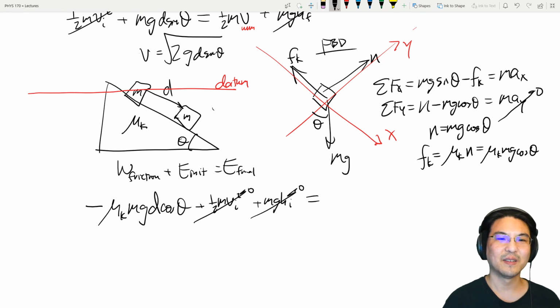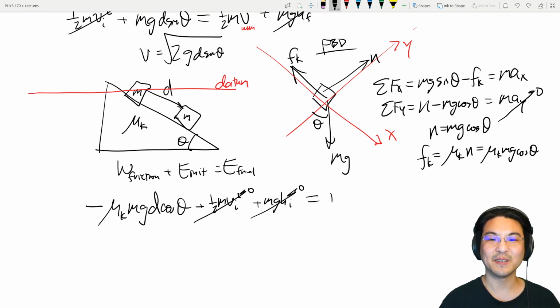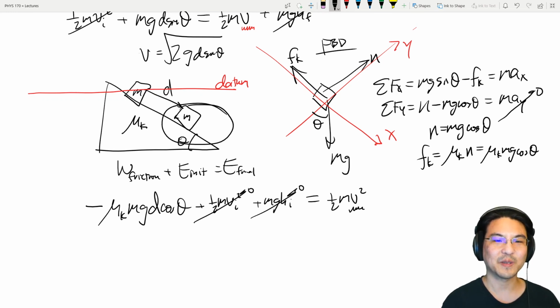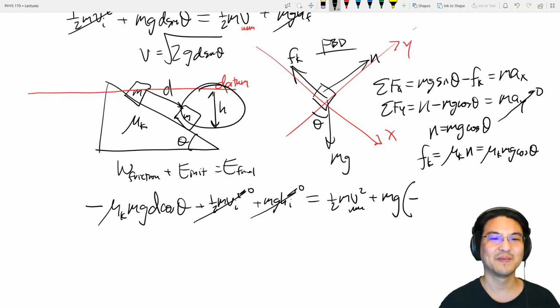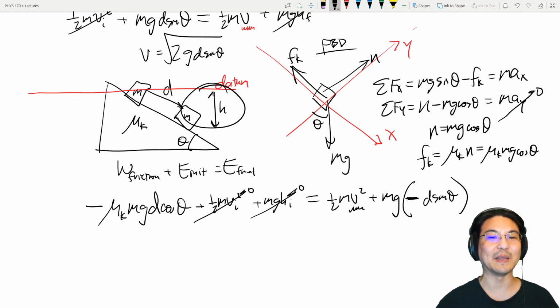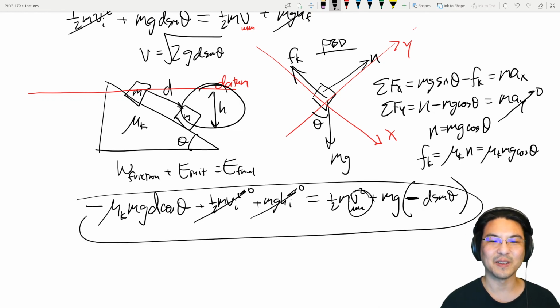Final. Here now, what's the kinetic energy? 1/2 mv squared. This is our unknown. What's the gravitational potential energy? mg times height above the datum. It's below the datum, so negative this much. For this geometry, that's d sine theta. Okay, so there's the minus sign here because it's below the datum. And here we go. We got one equation, one unknown. Solve for that speed, you got it.